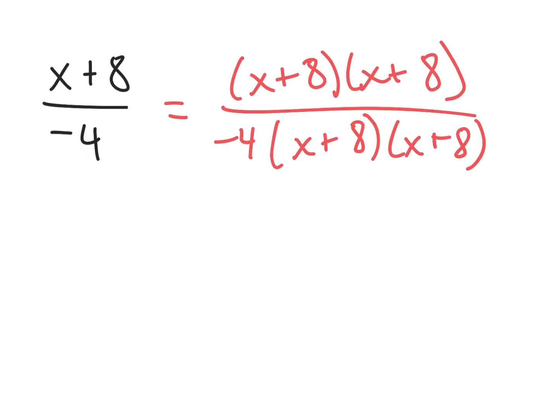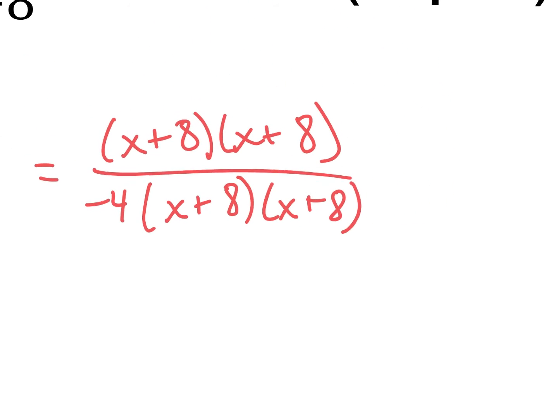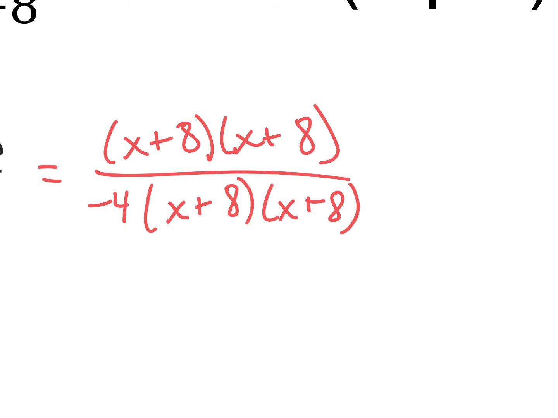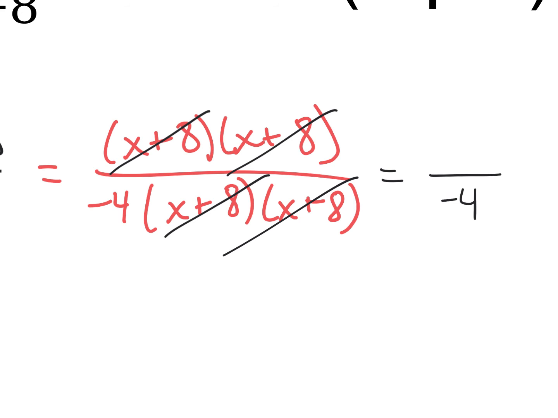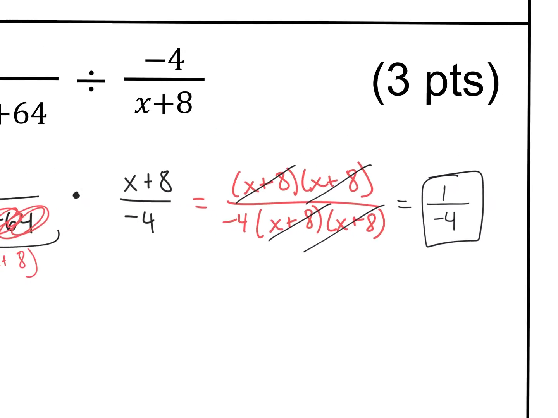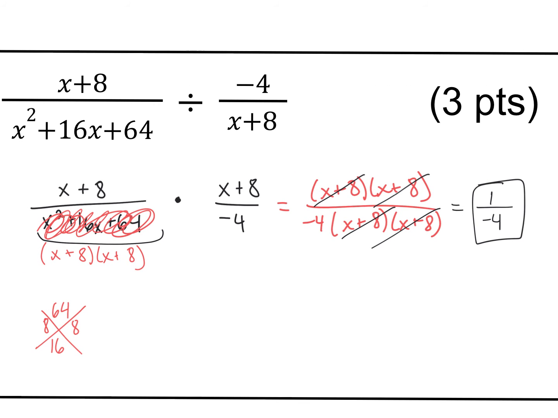Okay, now we look. What are we going to do here? What's going to happen? Yep, x plus 8, x plus 8, x plus 8, x plus 8. They both had a match. What's left on top? Nothing, but on the bottom I have a -4. So what do you think I should put on the top? A 1. Don't put a 0, put a 1. Questions on that? You feel okay about this?